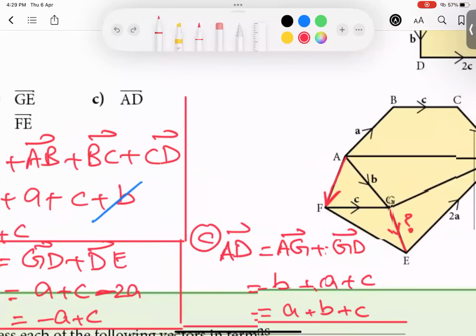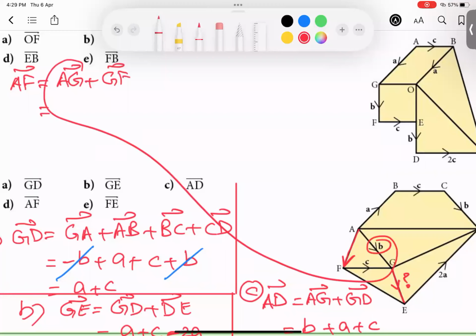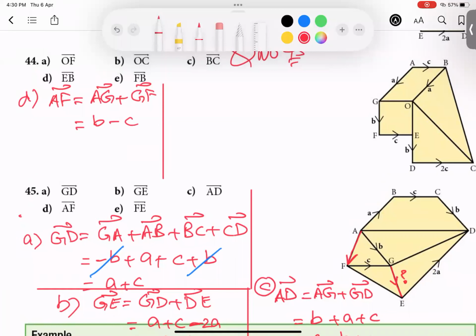So I'm writing the first path: A to G and G to F. And A to G is equal to B. And I believe you're understanding what is going on. And G to F is going opposite. So I'm writing here negative C. And this is my answer. Nothing hard up till now.